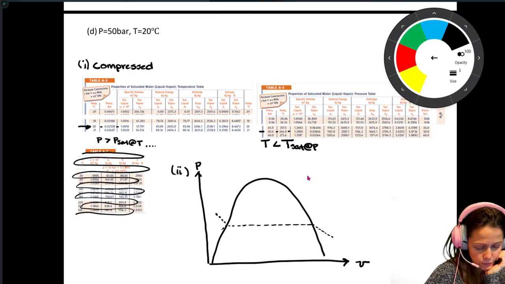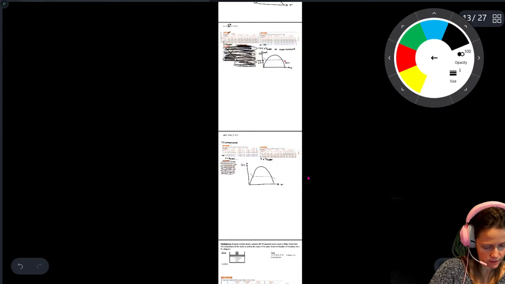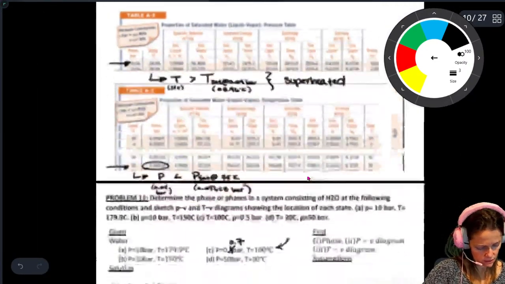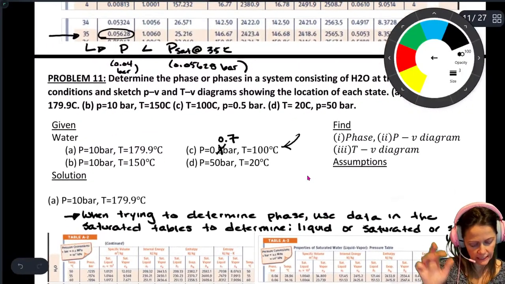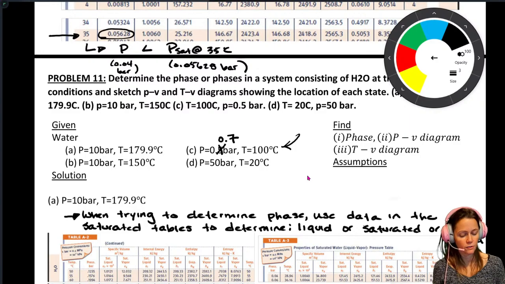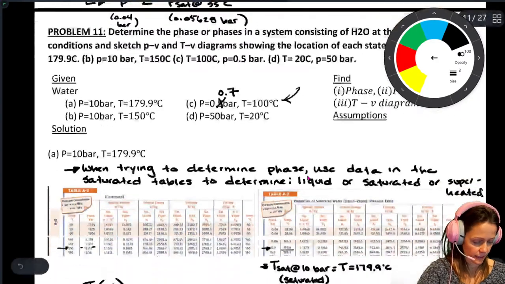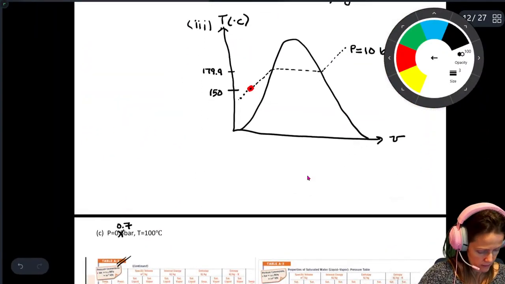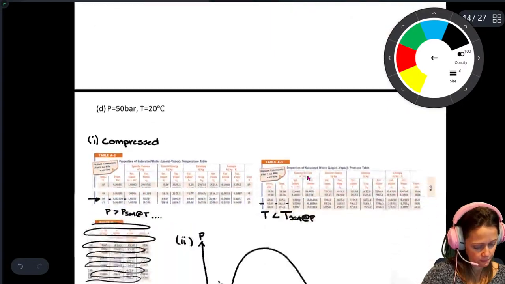So for this one, let's see. There we go. I actually did have the given, find, assume, solution up there for all of them, but I just wanted to divide it up. So okay, it would be nice and clean. But on a test, you definitely want to have that stuff. Okay. Thank you.